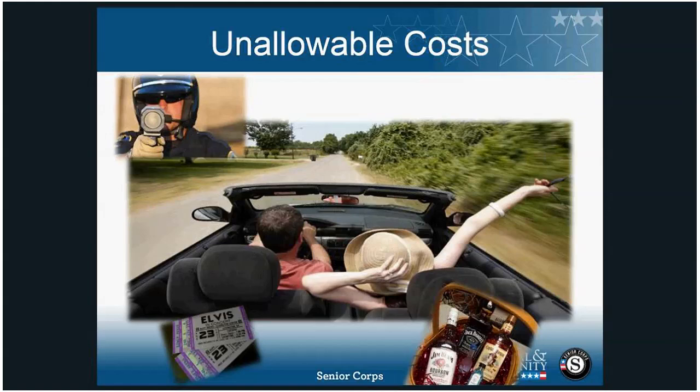How about that fancy car? Exactly, it's a convertible. That's one of them. The whiskey, the ticket, and the ticket. Yes, the Elvis tickets would be entertainment, and the whiskey was expressly unallowable. Both entertainment and alcohol are expressly unallowable. There's a little caveat for the entertainment: it must require prior approval of the awarding agency. So if you're considering some form of entertainment, you have to check with your program officer and grants officer to ensure that it's something that would be allowable. It's rare, but we're willing to entertain the conversation.